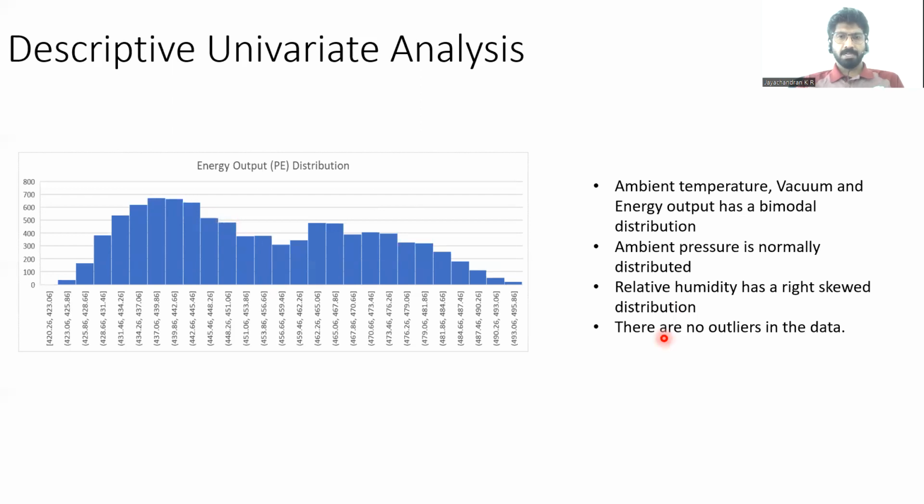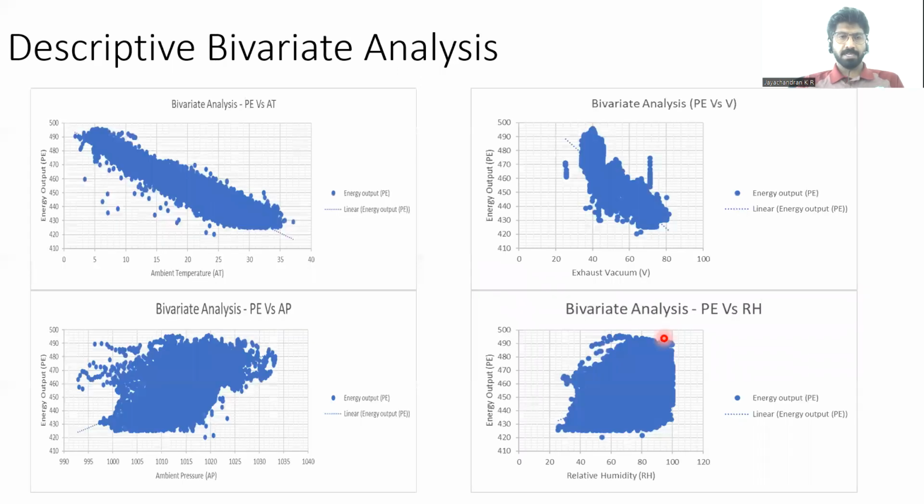So now let's look at some bivariate analysis and see how the data is distributed. Here this is a plot between the energy output and the ambient temperature. Here we can see a very good trend line. You can see that as the temperature increases, the power output decreases. Similarly, we can see for energy output versus the vacuum. Here again, we can see a negative correlation.